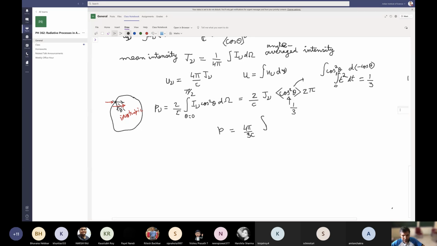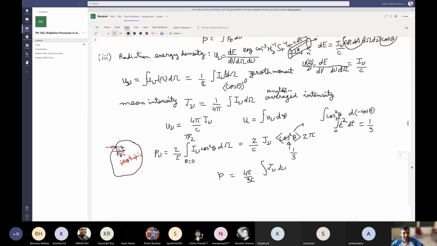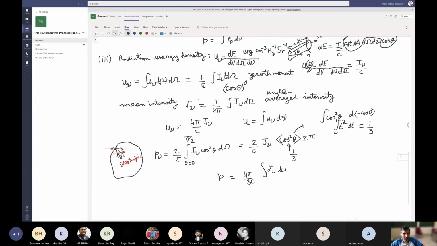Three C 4 pi by 3. You're right. And then J nu d nu, so I've actually integrated over nu as well. Now what I'm getting to is this relation between pressure and radiation energy density. Where did it go? Here.